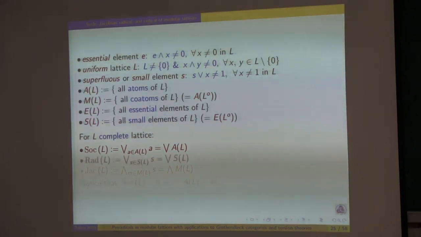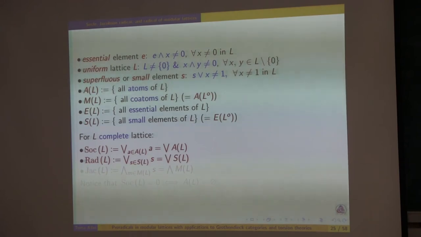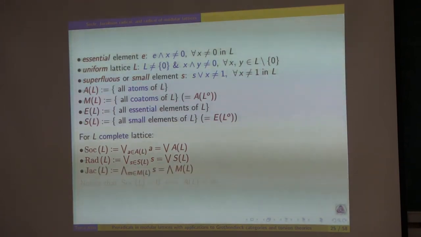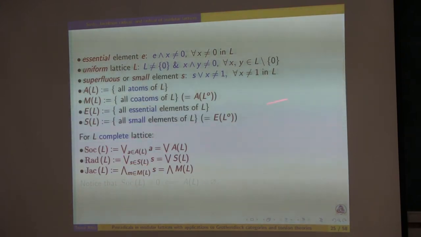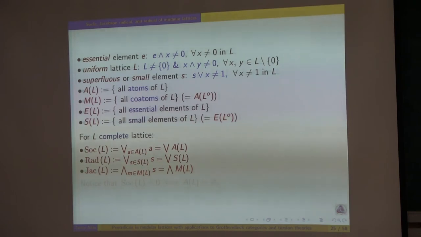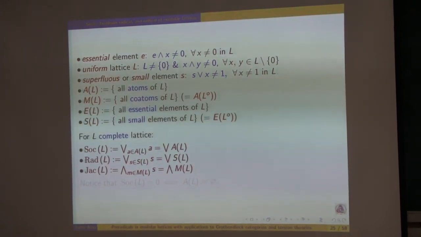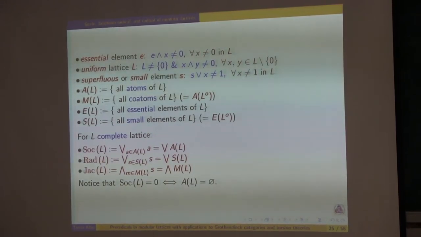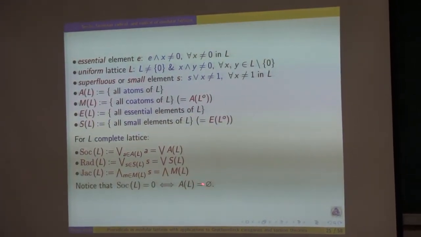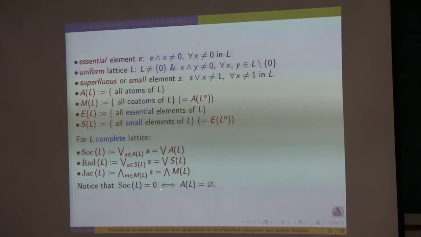What is the radical? The radical is the join of all small elements. The Jacobson radical is the meet of all maximal elements. The socle is the meet of all maximal elements. If the interval [0, L] in K has no atom, then we take this.